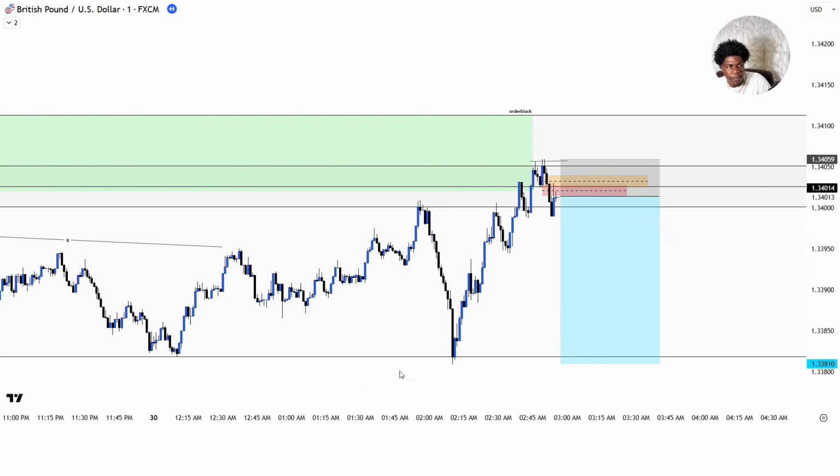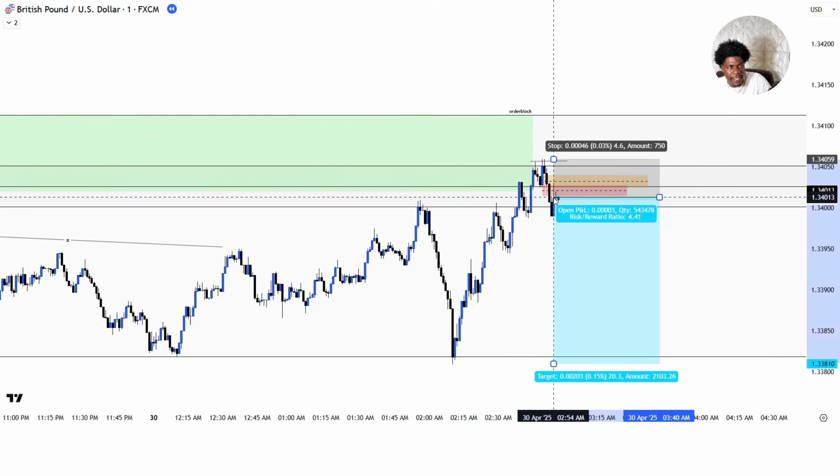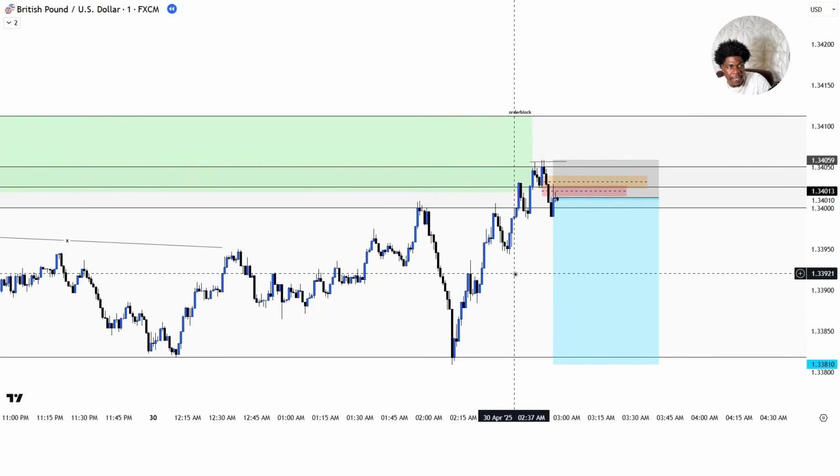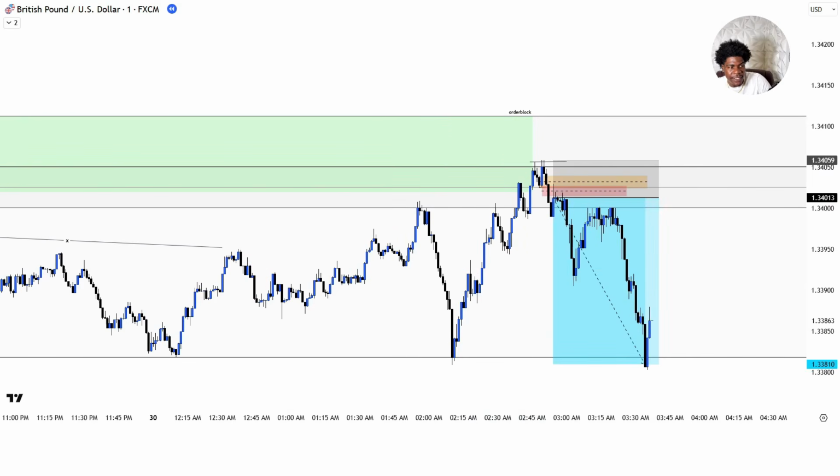Price pulled back, tapped us in. It filled in the fair value gap and that breaker. And boom. Nice and simple.